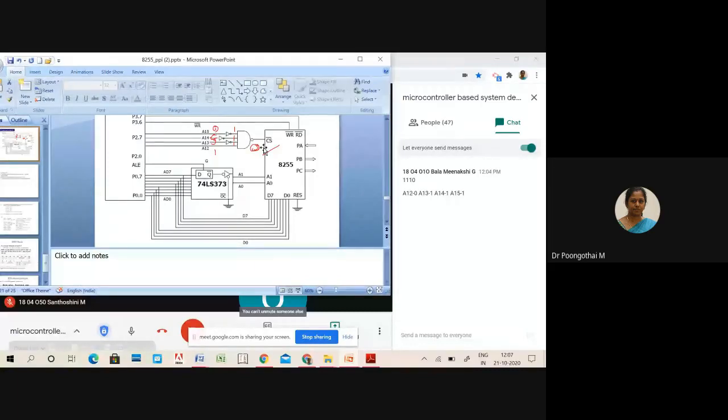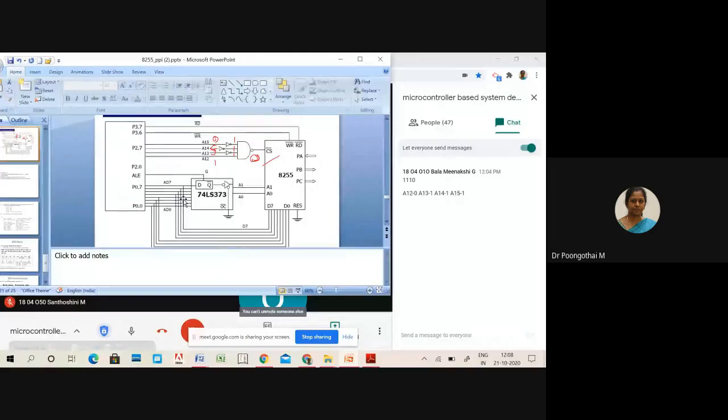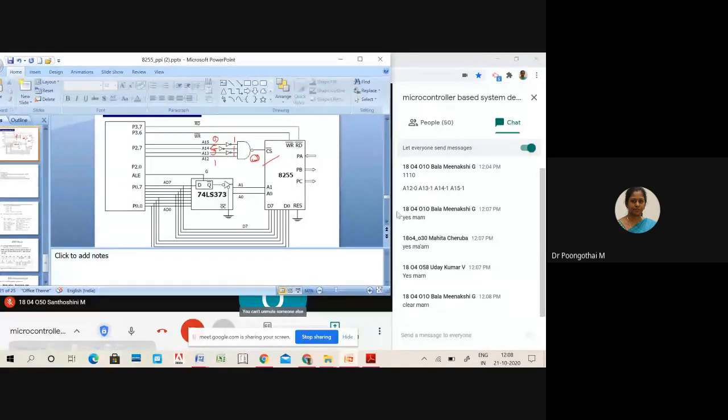Is that clear? Yes or no? Please tell me. Is that clear, students? If you have any doubts regarding this, you can ask. Is that clear or not? Please respond. Okay.